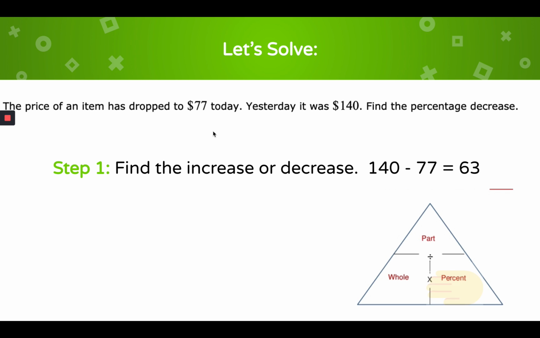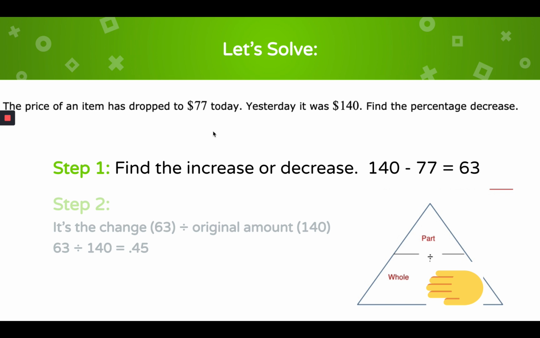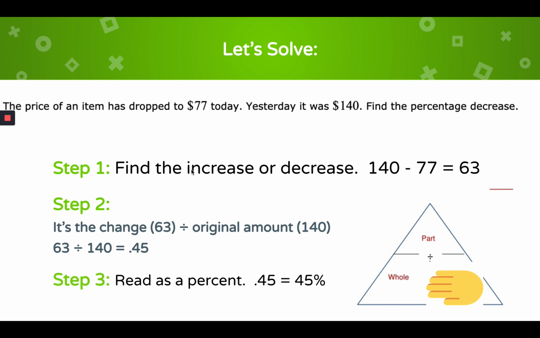We remembered that we're looking for percent, so we know it's a division problem. Part divided by whole. The part is that change, so 63 divided by the original amount, in this case 140. So 63 divided by 140, that gave me 0.45, which I had to know how to read as a percent. I moved my decimal 2 places. 0.45 is 45%. I'm going to show you another example.